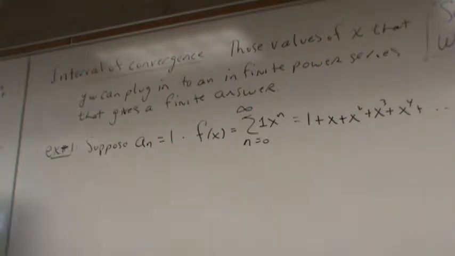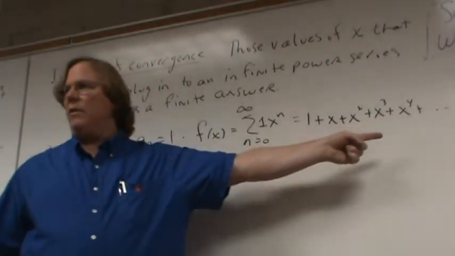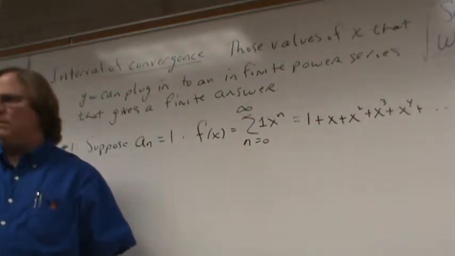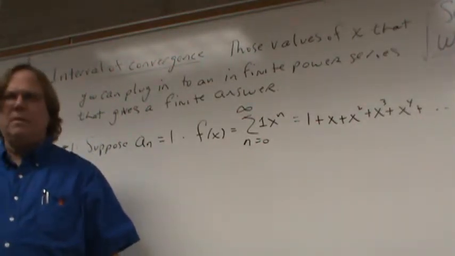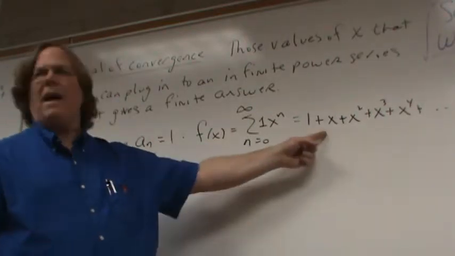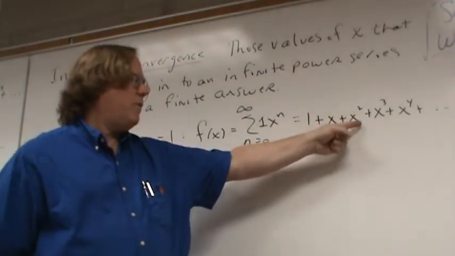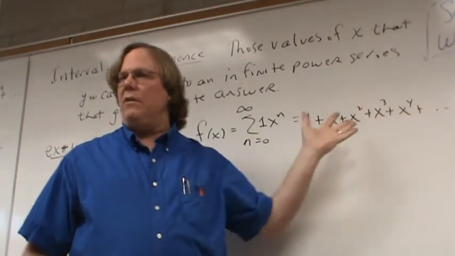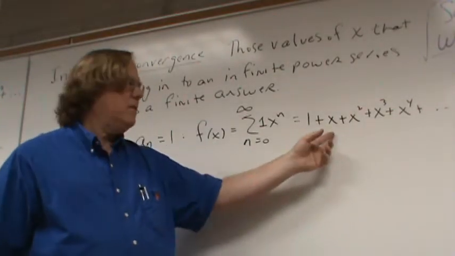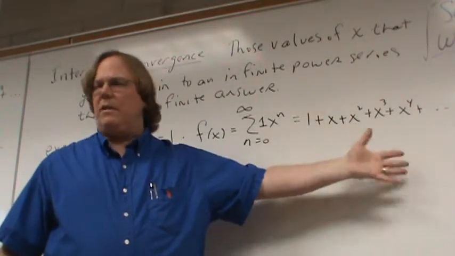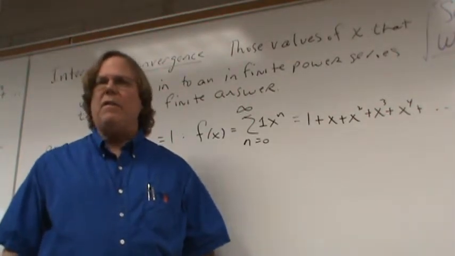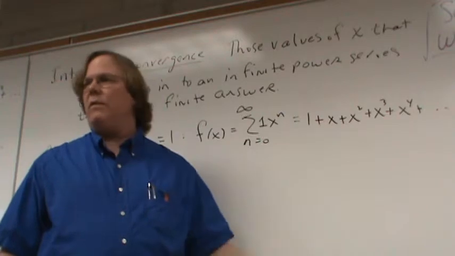Okay, 0. Good. You can plug 0 in, and you're going to get a finite answer. It's 1. Are there any other numbers I can plug in besides 0? 1/2. Good. I can plug in a half, because then I get 1 plus a half plus a fourth plus an eighth plus a 16th, and you know that adds up to 2. 7/8. Good. I can plug in 7/8, right? So now, can I plug in negative a half? Sure. In fact, now you're ready to tell me, what's my interval of convergence?